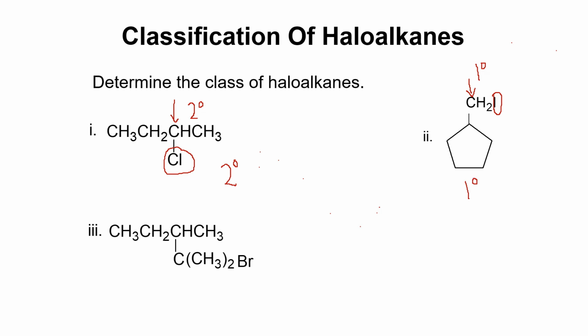For the third question, let's see the carbon that bears the bromine atom. This carbon is bonded to 1, 2, and 3 carbons, so it can be classified as tertiary carbon. So this haloalkane is classified as tertiary haloalkane.